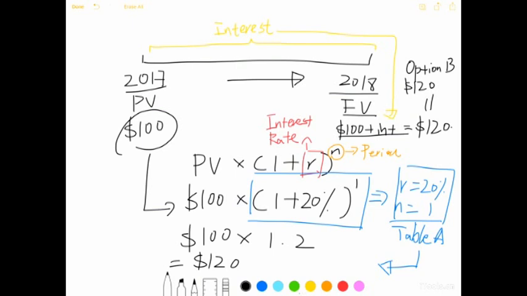So this is where you need to be very careful, because in order to compare which value is bigger, you need to convert them to the same value. Either to present value or future value, I don't care, but make sure they are in the same time period. In this case, I converted the present value of $100 to its future value of $120. I can do it the other way around, right?